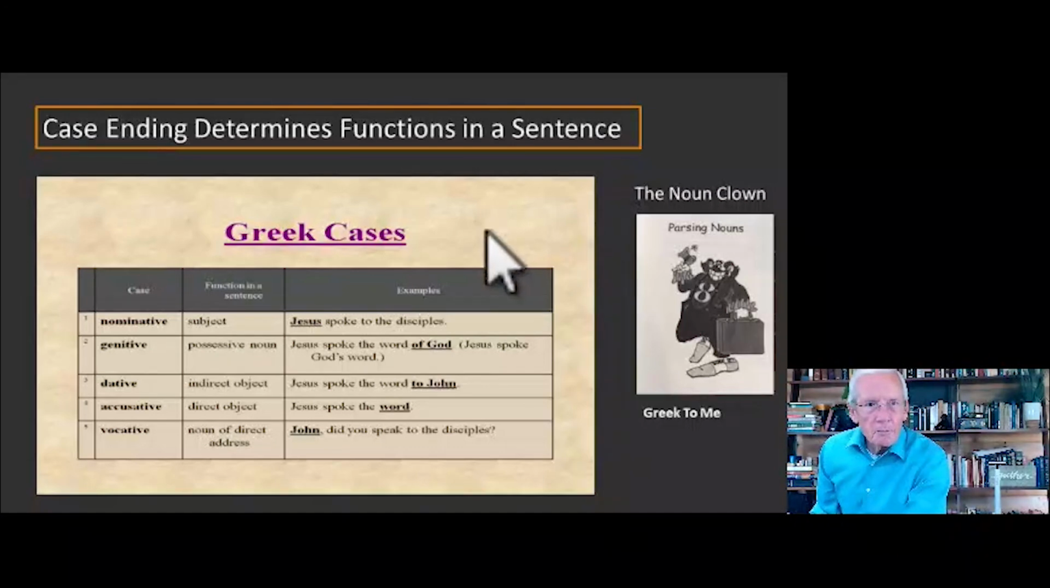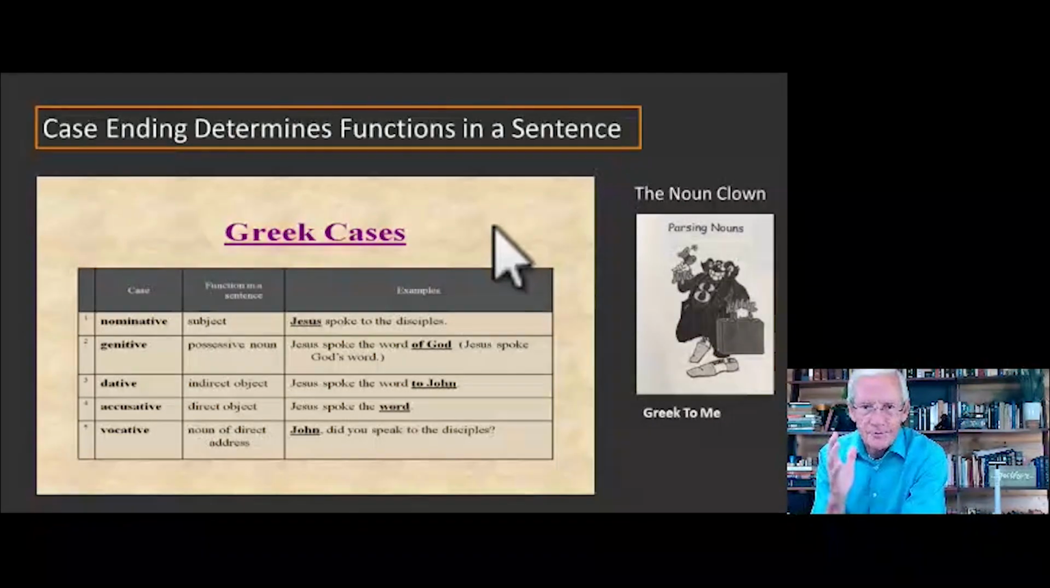All right, remember that in Greek we have case endings for the nouns that determine how they function in a sentence. We looked at the nominative case, that's a subject. The genitive case, that's a case of possession or sometimes definition. The dative case is the indirect object. The accusative case is the direct object. And the vocative case is the case of direct address.